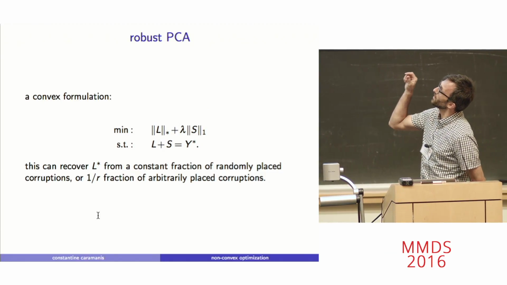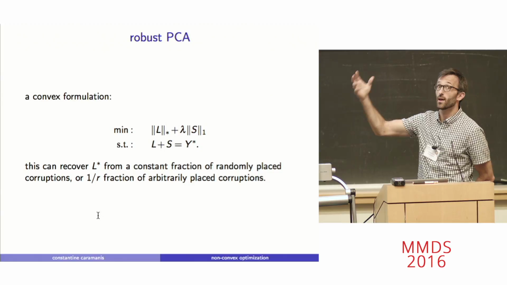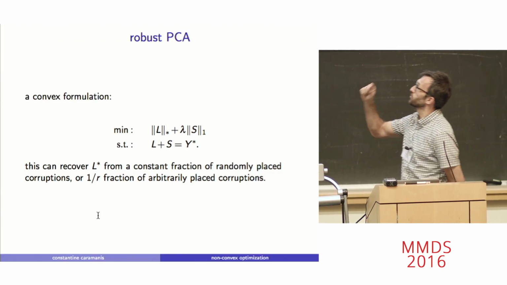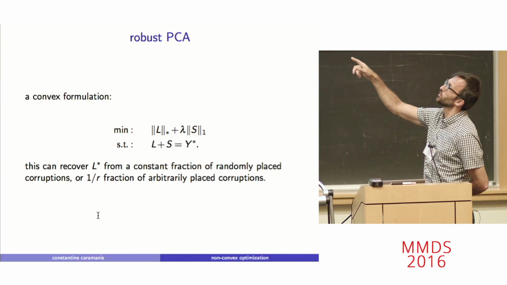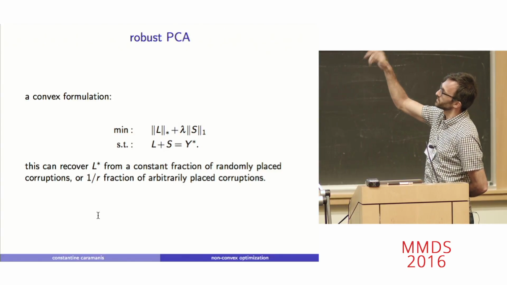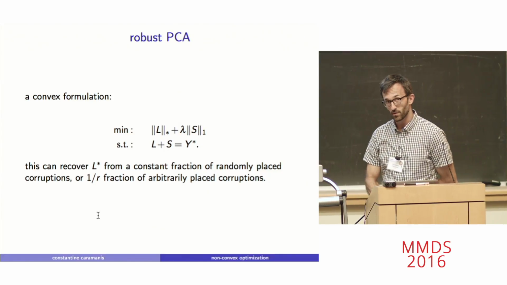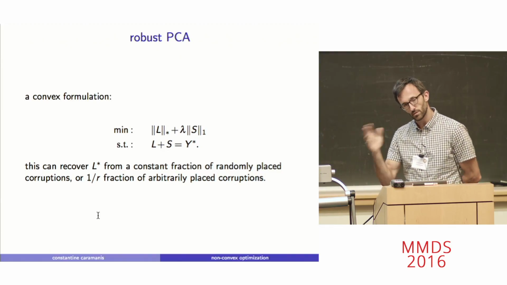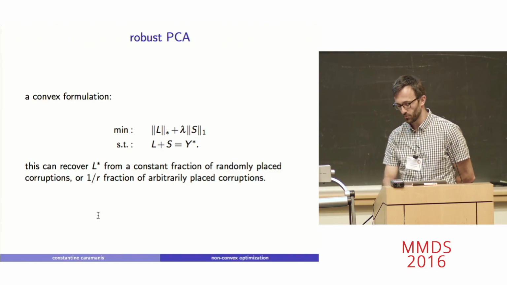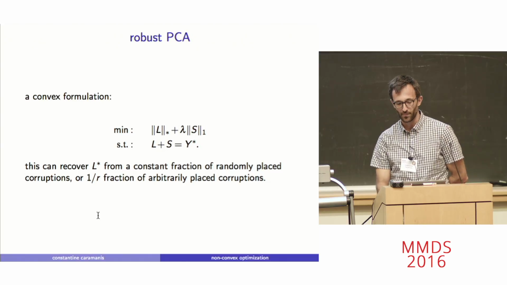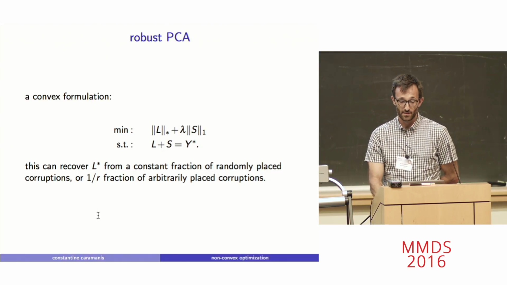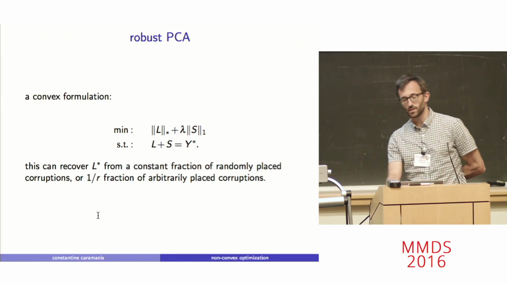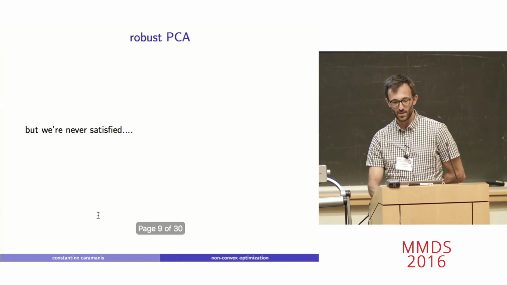And if they're placed in a perhaps adversarial way, these perturbations, then we can recover from a slightly smaller fraction, 1 over R, where R is throughout the talk going to be the rank of this low rank matrix. So the more low rank you are, the more perturbations you can endure. So this is great. And convex optimization is able to solve it. So shouldn't this be enough for us?